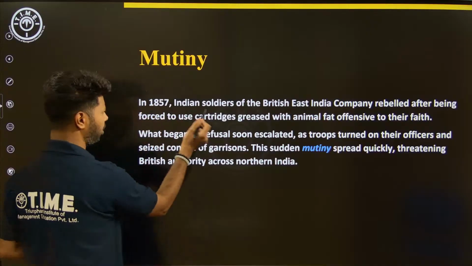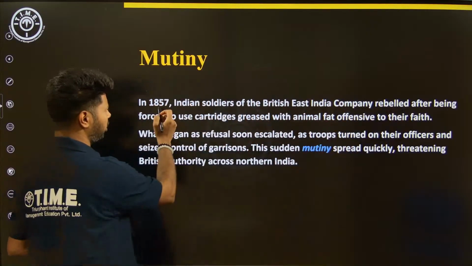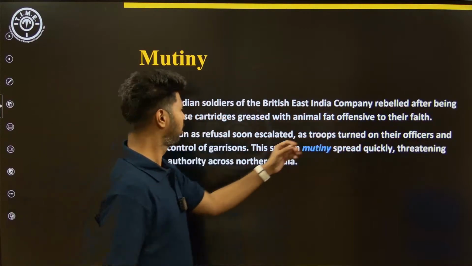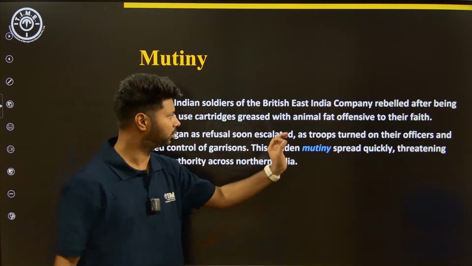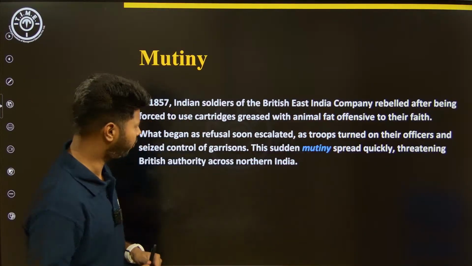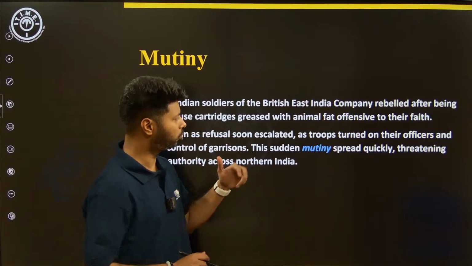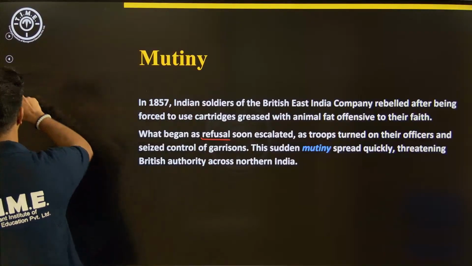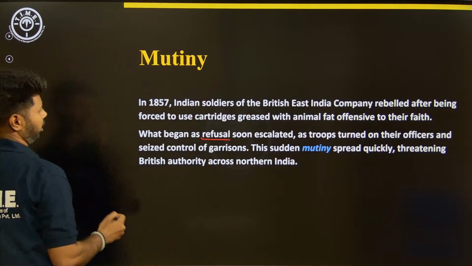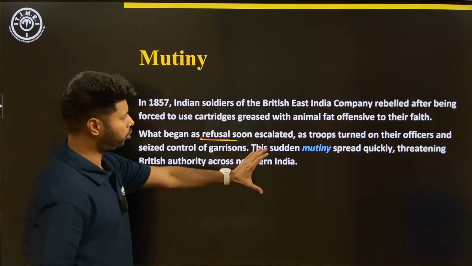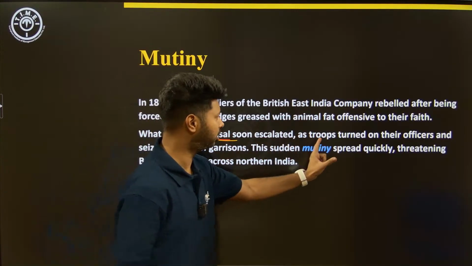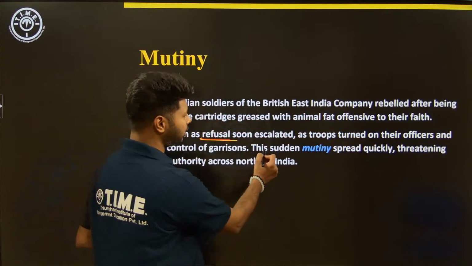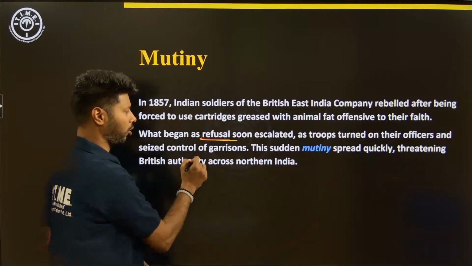Okay, so this is providing me with some context. So there, what has happened in 1857? Indian soldiers of the British East India Company, they did a rebellion. Why? Because they were forced to use cartridges greased with animal fat, which was offensive to their faith. What began as refusal soon escalated. So initially, it was just a refusal, but soon it escalated. So from refusal, escalation, troops turned on their officers and seized control of garrisons. This sudden mutiny spread quickly, threatening British authority across northern India.